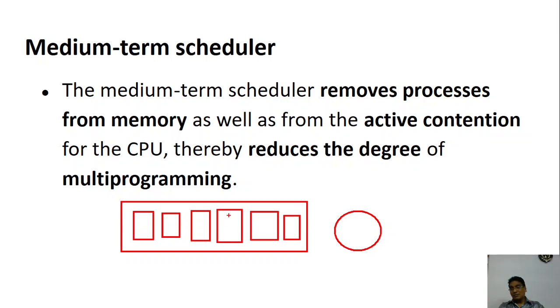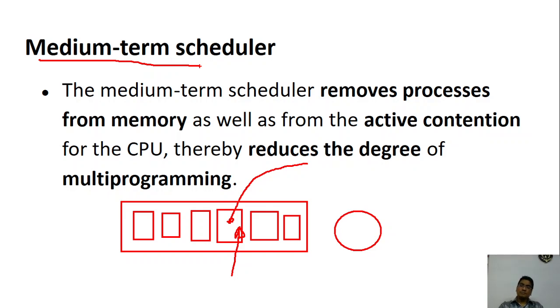Now suppose one of the processes is simply waiting in the ready queue, there is no point in doing something. In that case, it can be pulled out of the memory and something else can be brought into this place. And that is what is done by the medium-term scheduler. Remember, that is not done very often, and it is not done very rarely. It is done somewhere in the middle, in between. That's why it is called a medium-term scheduler.